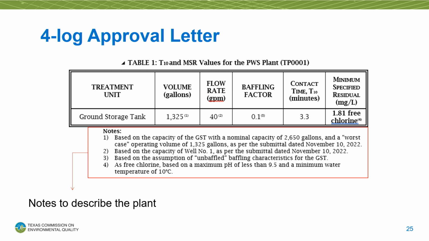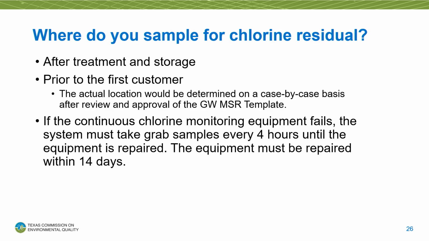And of course, we have notes at the bottom to show the operators and everyone at the plant, especially region, in case there's an inspection, like where did we get these numbers from, where was the flow rate coming from, et cetera. And this is just general information on where you sample for chlorine residual. It's going to be after you treat the water and after the storage and before it goes to the first customer. Obviously, the sampling location will vary on a case-by-case basis.